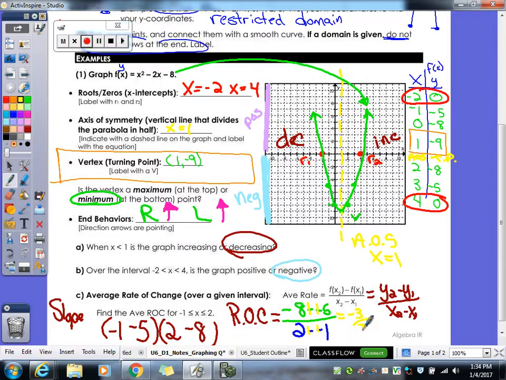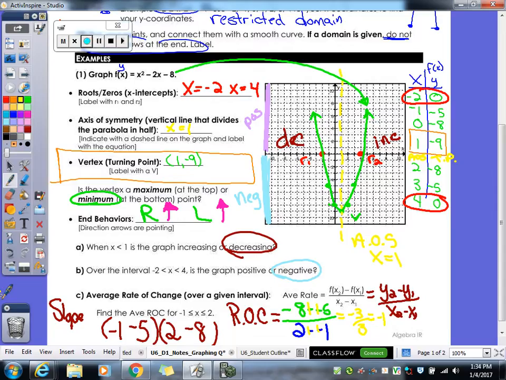2 plus 1 is going to give me a positive 3. So the average rate of change is a negative 1. That means between negative 1 and 2, between here and here, this looks like it's going down 1 over 1. Does it really look like that?